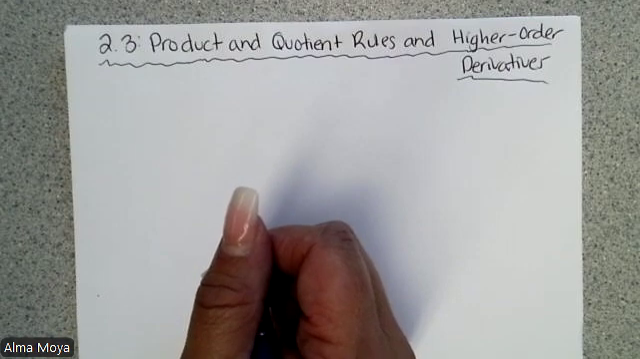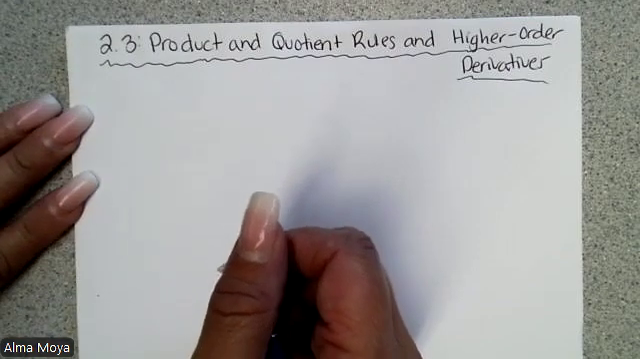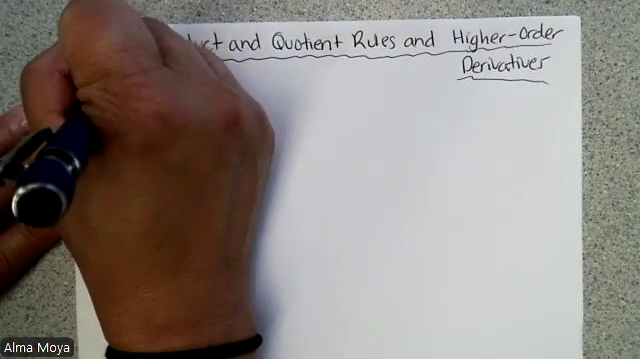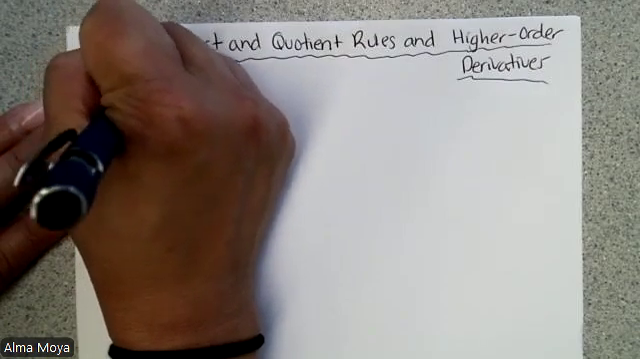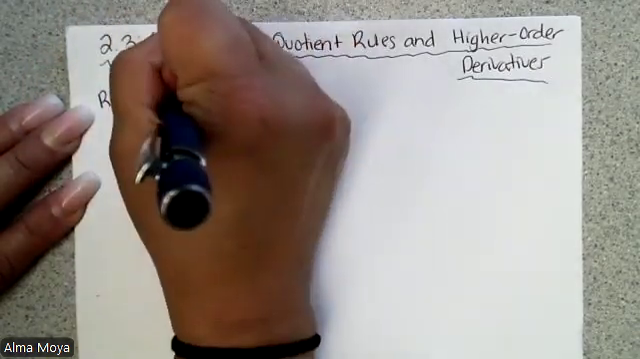So we've already done rules 1 through 6. We are going to start off with rule 7 now. So rule 7 is the product rule.